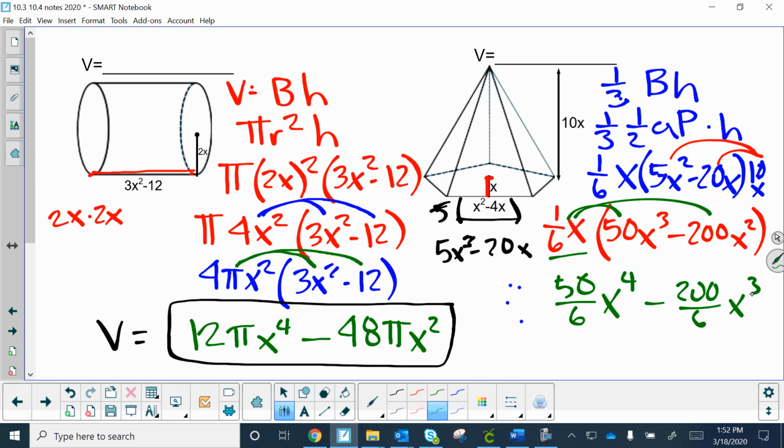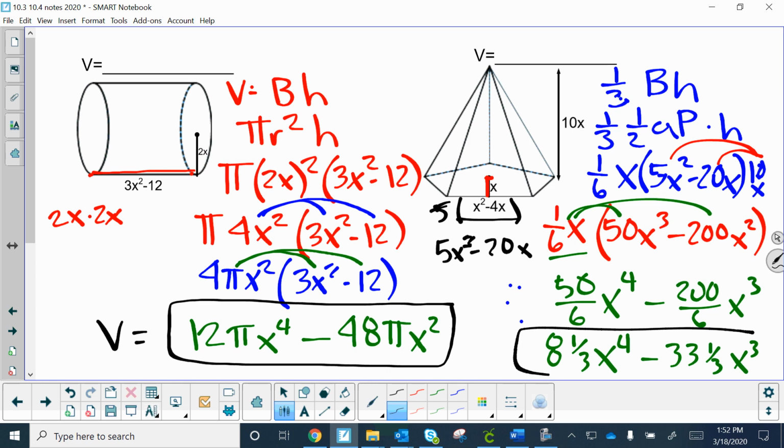And so what is 50 divided by 6? If you want to turn it into a decimal, you can do 50 divided by 6. And so this is about 8 1/3. It's 0.33 repeating, but I'm going to leave it like that. X to the 4th minus, what's 200 divided by 6? 33 1/3. X to the 3rd. And so there's my final answer for the volume of that pyramid.